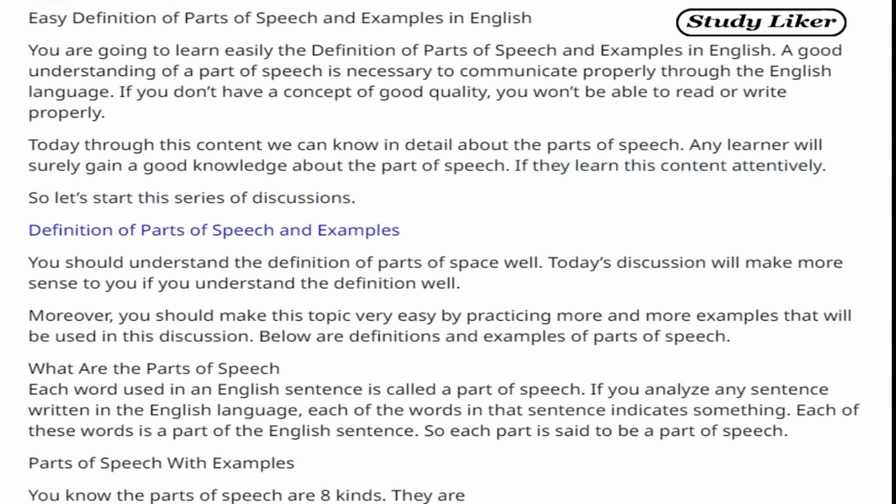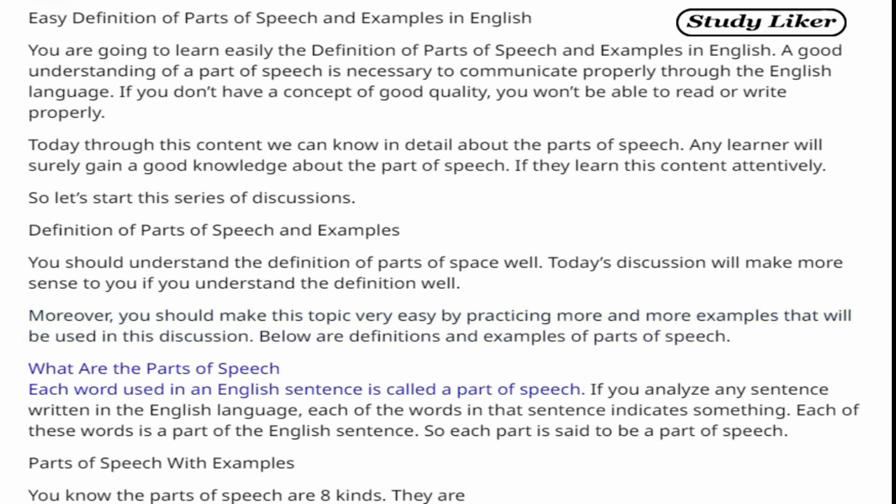Definition of parts of speech and examples. You should understand the definition of parts of speech well. Today's discussion will make more sense to you if you understand the definition well. Moreover, you should make this topic very easy by practicing more and more examples that will be used in this discussion. Below are definitions and examples of parts of speech.